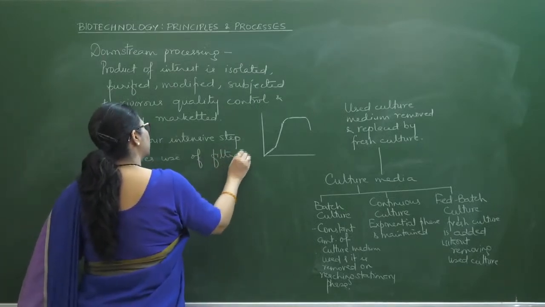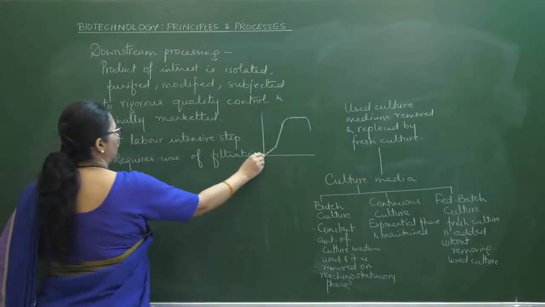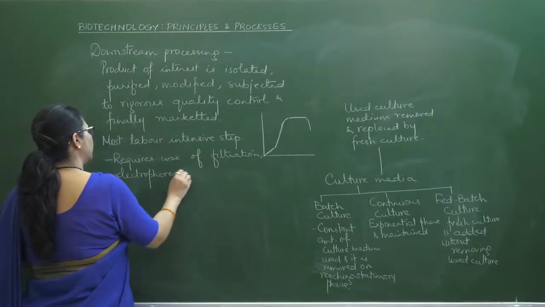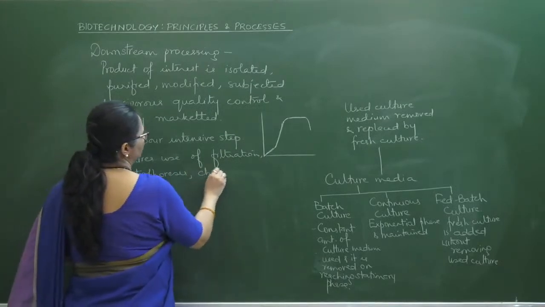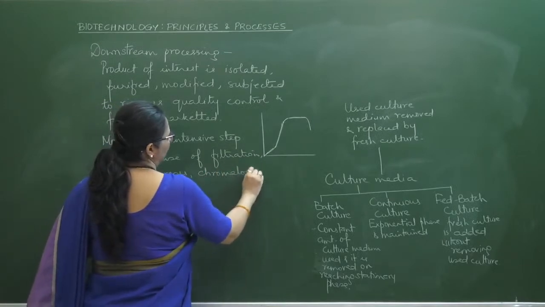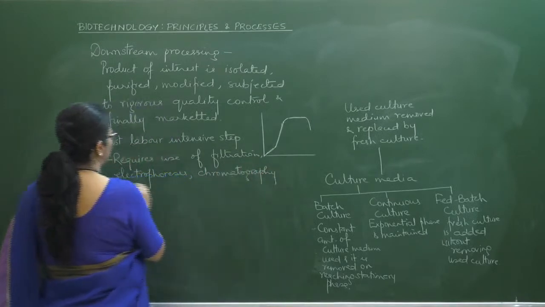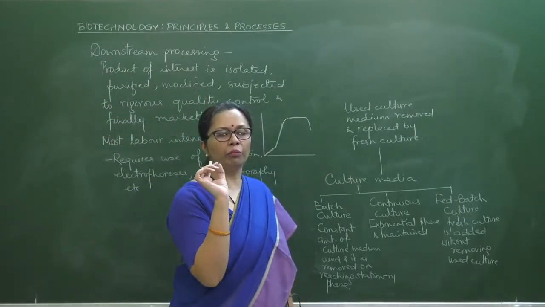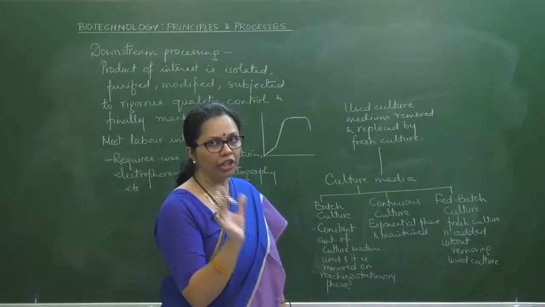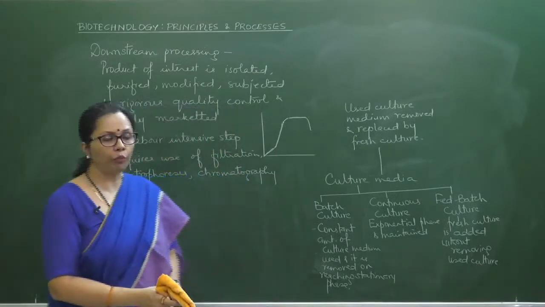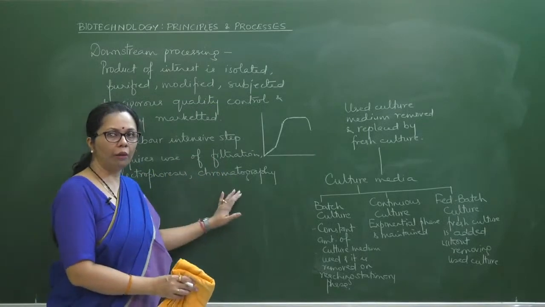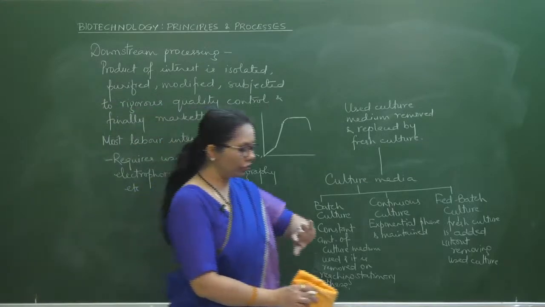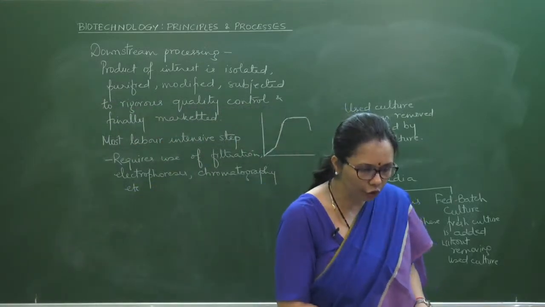So it requires the use of filtration, electrophoresis, chromatography, etc. Okay, so many, because even in nanograms, if some impurity is there, that would have a dangerous effect. So this is a very, very important step which the company has to go through. So this is how the entire process works, and I think with this we have completed our topic.